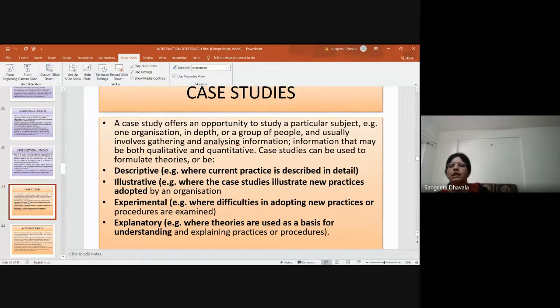Okay, for example, you can talk about a strike that has gone in an industry, and you can describe that in detail and then connect it with the theory that is already there. So behavior of the people when conducting a strike is like this. Okay, so it could be gathering and analyzing information. It could be information that may be both qualitative and quantitative. Okay, what will these contribute to? Case studies will contribute to formulating theories.